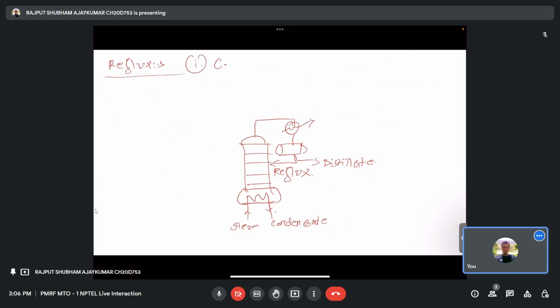First one is constant reflux, and the second one is variable reflux.